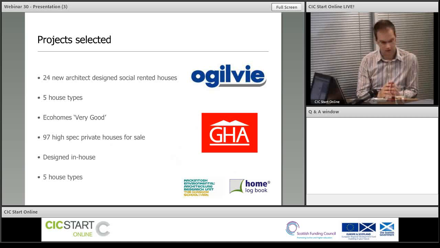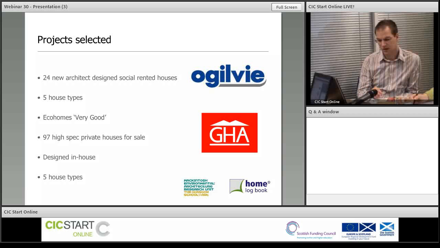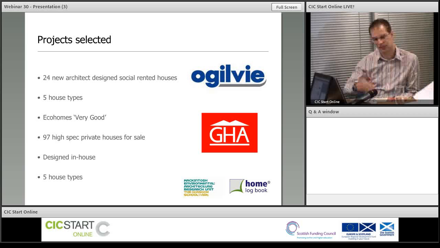In discussion with the Home Logbook Company and with Stuart, we selected two projects. The first one is Ogilvy Homes project. It's 97 houses. We looked at 5 house types. They are designed in-house by Ogilvy. All the technical expertise comes from within the house, and they're house types that they would then repeat on other sites. They meet a variety of different regulations. Obviously, we chose the ones that met the most recent regulations.